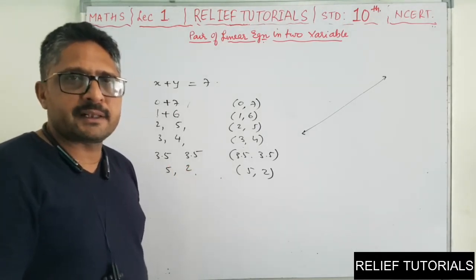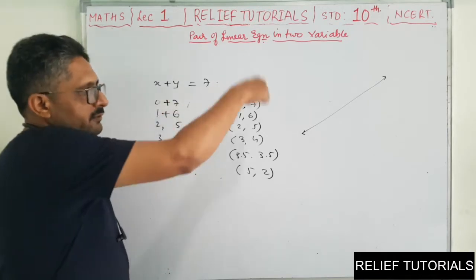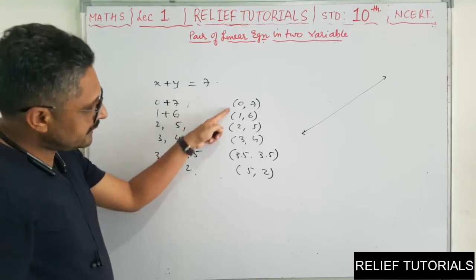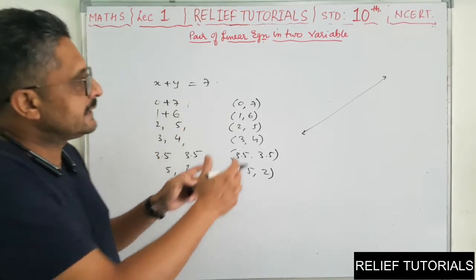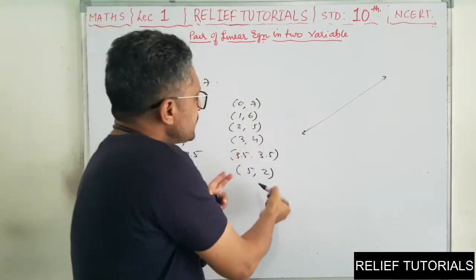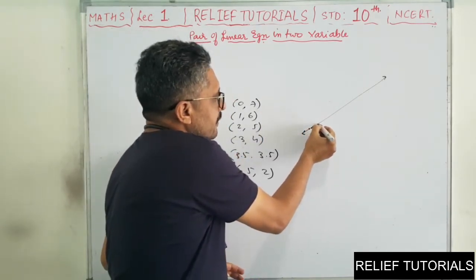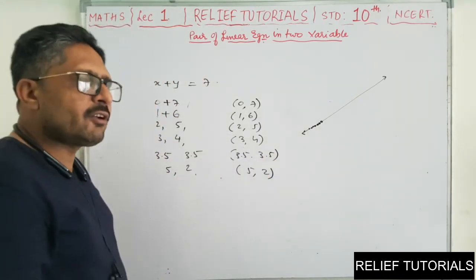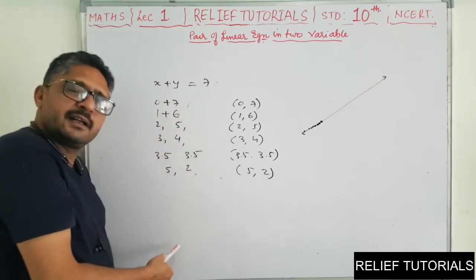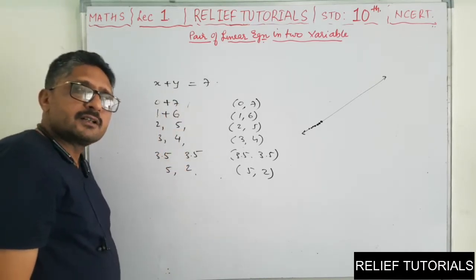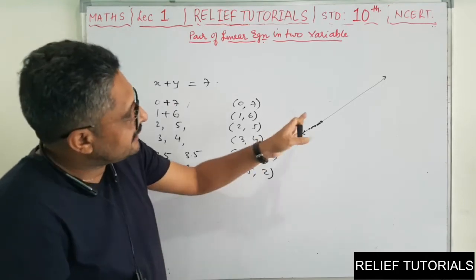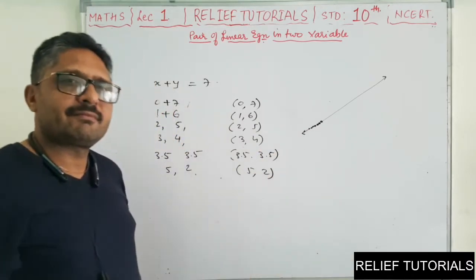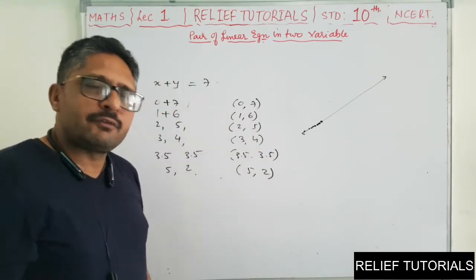Are you understanding, friend, what I am telling? If you plot this graph, you will get all these points on that line. So this line has infinite points, and all these points are solutions, so it has infinite solutions. So we will not get a unique solution, we will get an infinite number of solutions. If you represent it graphically, all the points on the line are its solutions. Have you got it? So we will not get a unique solution.